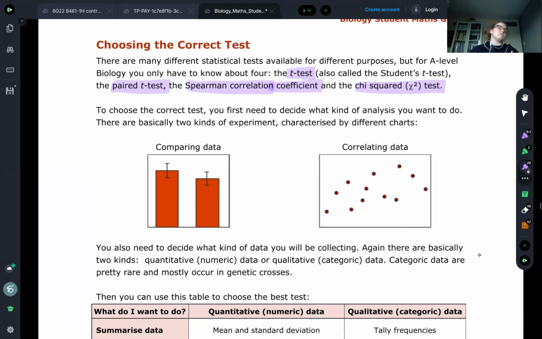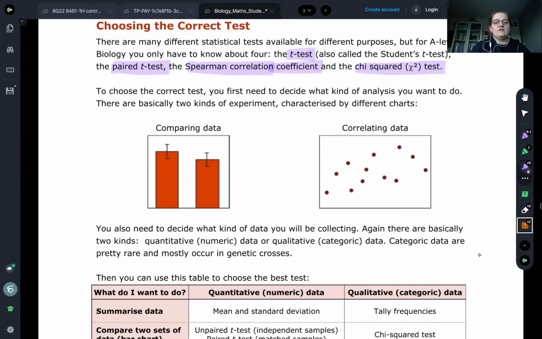So if you're given a set of data in an exam and you're asked, okay, do some statistical analysis on this, you need to know which of those 4 you need to do. You know it's going to be one of those 4, but you need to know which of the 4. So first you need to decide what you need to do with it. And basically there's 2 kinds of experiments, and they're characterized by different types of charts. So are we comparing data? Is the experiment we've done a comparison of data? Or is it correlation of data? Depending on if we're looking for correlations or comparisons, will depend on the type of test we do.